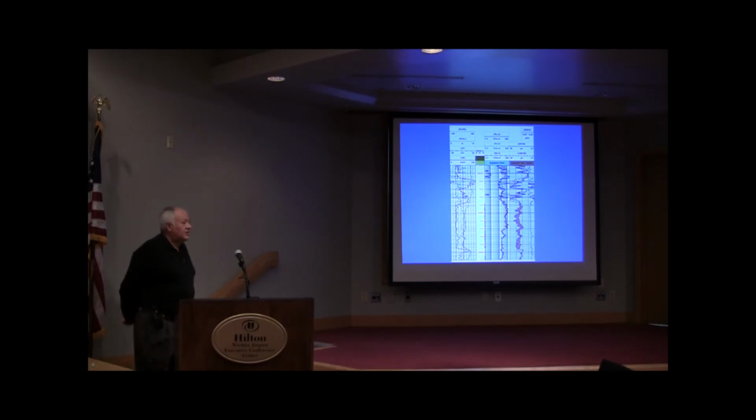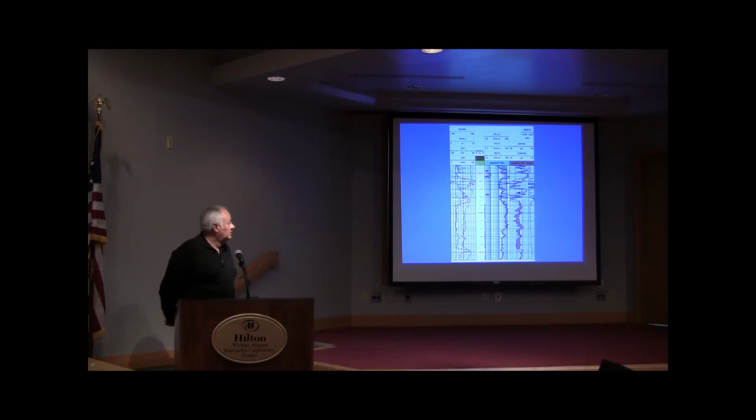It's probably a sand or a chert, right? Where the neutron is reading less than the density. Probably a sand or a chert. Got pretty good resistivities that you see.